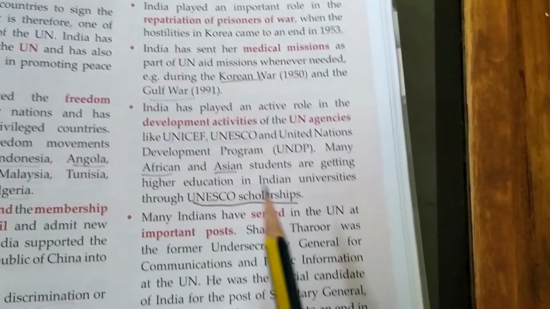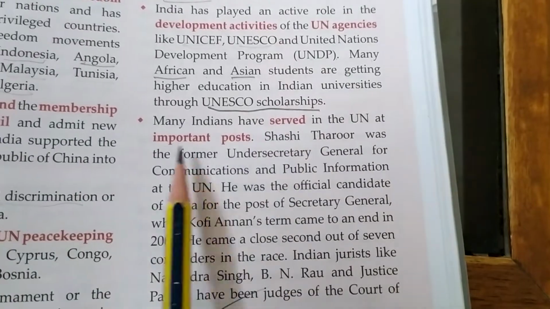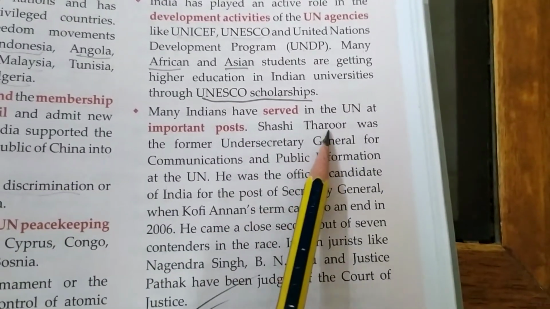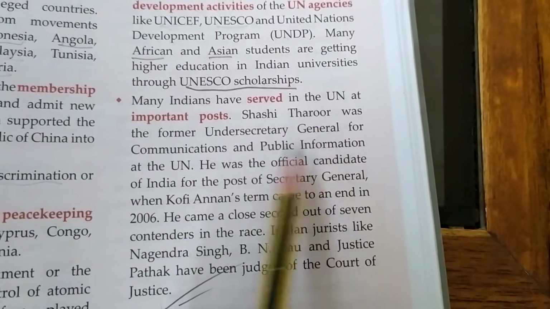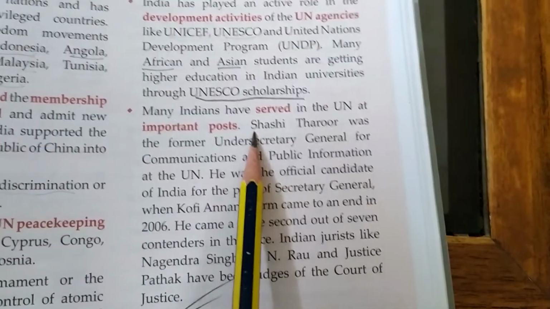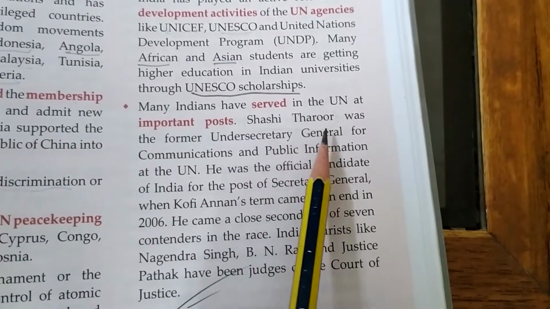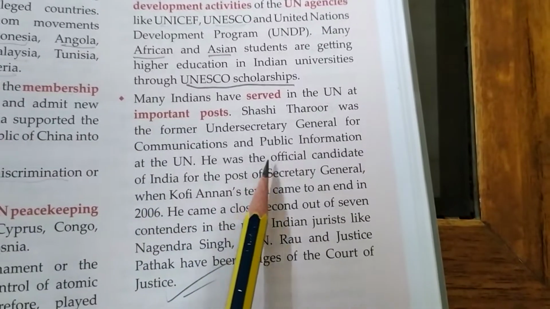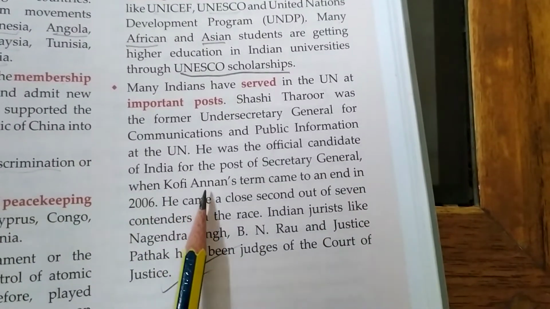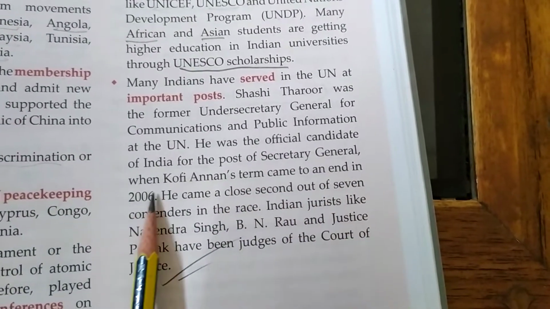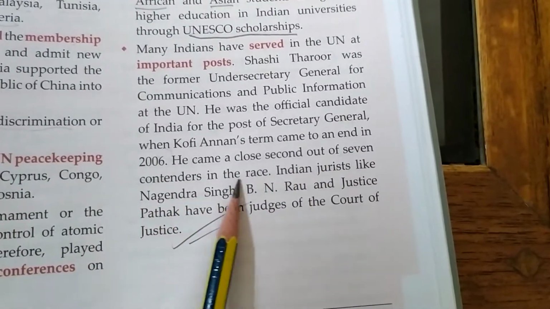The last point is that many Indians have served in the United Nations at important posts. Shashi Tharoor was the former Under Secretary General for Communication and Public Information at the United Nations. He was the official candidate of India for the post of Secretary General when Kofi Annan's term came to an end in 2006. He came a close second out of 7 contenders in the race.